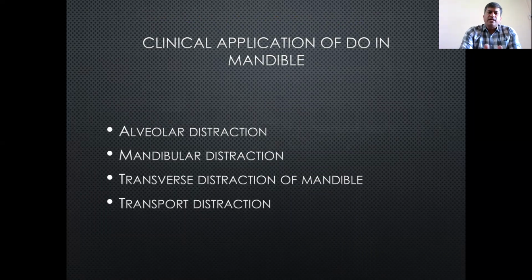So let us look at the clinical applications of distraction osteogenesis in the mandible. To clearly understand the clinical applications, we will categorize them under 4 different headings. First, we will talk about alveolar distraction. Then we will talk about mandibular distraction. Then we will discuss transverse distraction. And last, we'll speak about transport distraction.